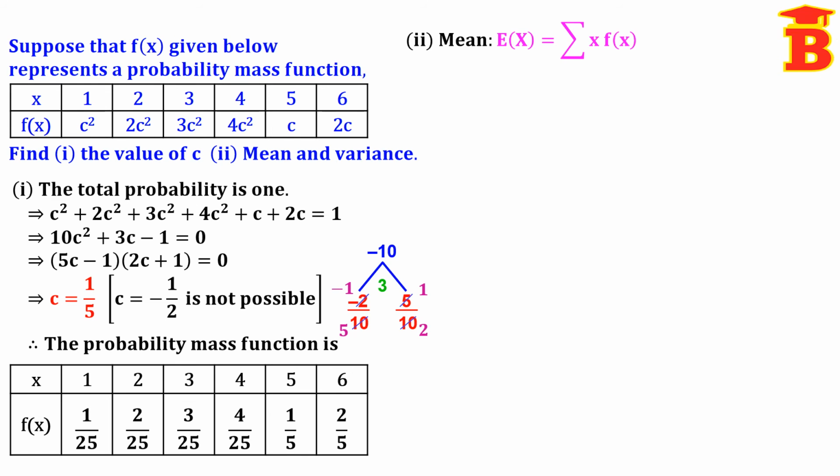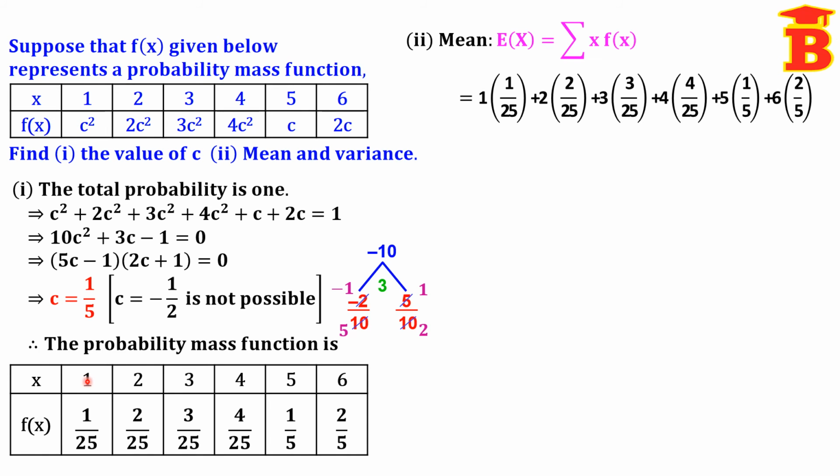Mean E of x equal to summation x into f of x. That is equal to 1 into 1 by 25 plus 2 into 2 by 25 plus 3 into 3 by 25 plus 4 into 4 by 25 plus 5 into 1 by 5 plus 6 into 2 by 5. Now taking 25 LCM, we get 115 divided by 25. This is equal to 4.6.